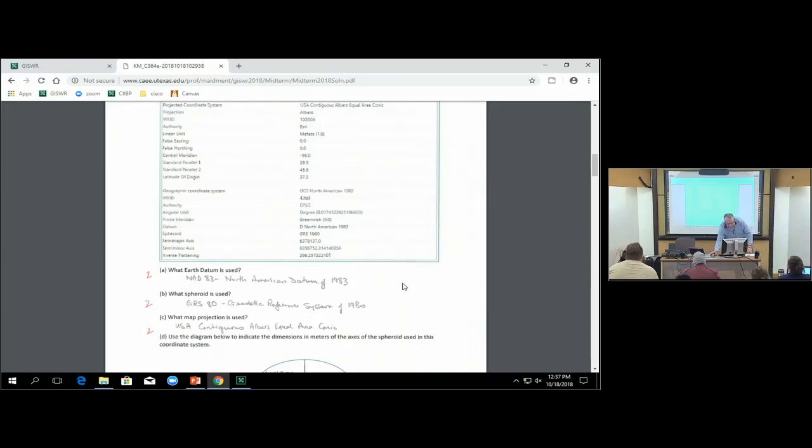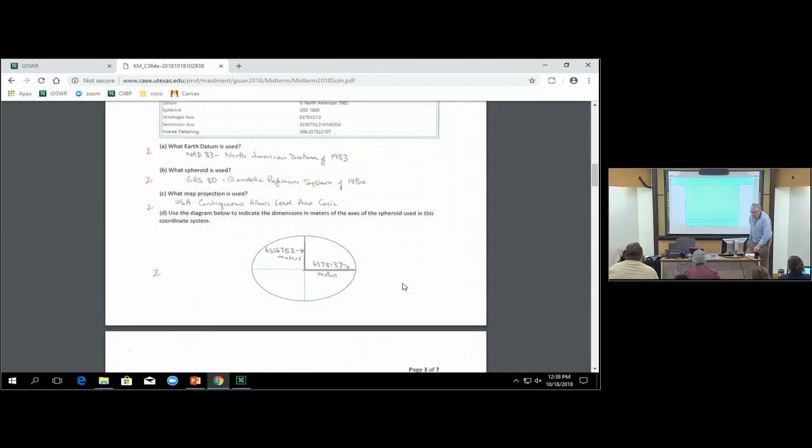And then you're asked what's shown in the diagram below, what were the dimensions of the axes of the spheroid. And most people got the idea that the semi-major axis and semi-minor axis were indicated by the numbers that are given at the bottom of the projection set. Quite a few people had these as diameters and not as radiuses. The term semi-major axis and semi-minor axis refers to the fact that these are equivalent to radiuses, even though it's for an ellipse.